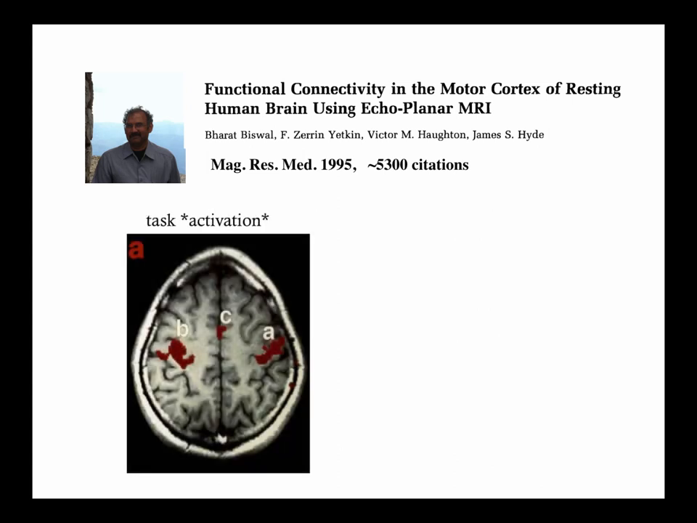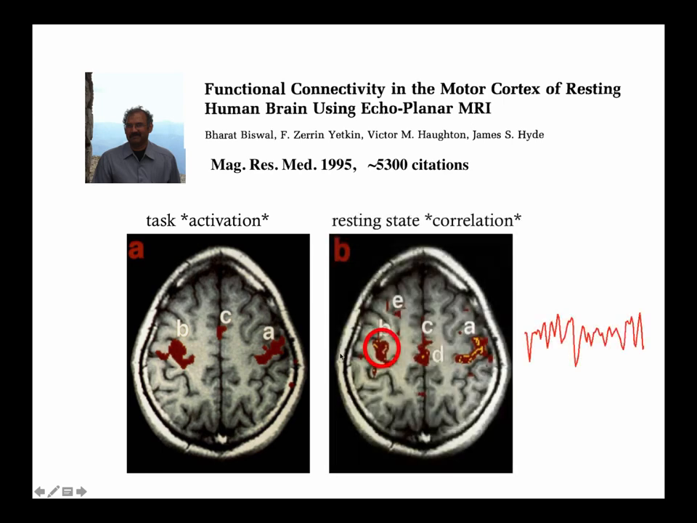And what he did was to have subjects do a task. So he scanned people while they were doing a two-handed finger tapping task. So you get activation in the left and right motor cortex. And then he scanned people in resting state, and he made sure that people weren't moving their fingers by recording EMG.